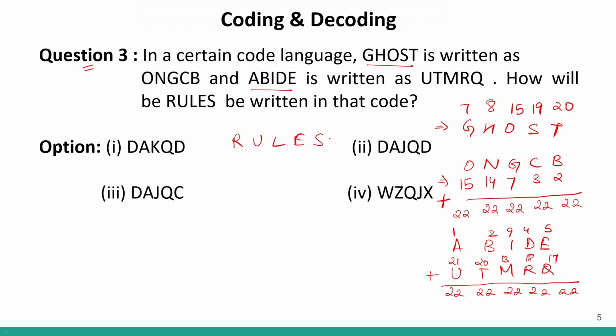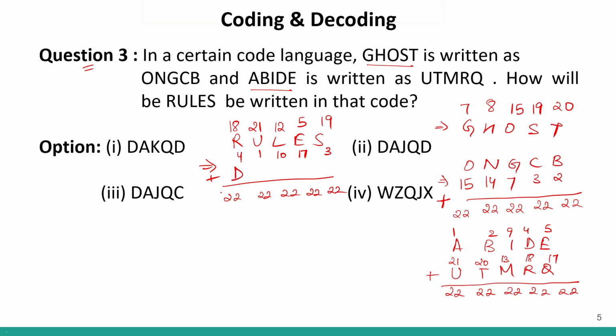R-U-L-E-S. What are the forward ranks? R is 18, U is 21, L is 12, E is 5 and S is 19. So now I have to make it 22 in each case. For 19 to make it 22, I have to add 3. For 5 to make 22, I have to add 17. For 12 to make 22, I have to add 10. Here I have to add 1 and here I have to add 4.